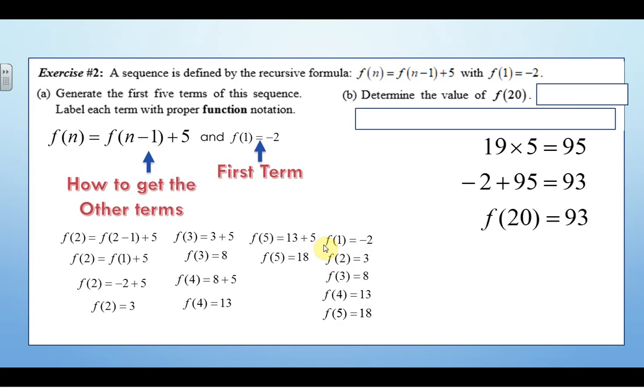Okay, so we want f of 20. If you know that you're going up by 5, the term before, 19 times 5, would be 95. And then you would add the first term, so you get 93. Or you could keep adding 5, 20 times. It's the 19 times 5 because you're going up 19 more times, and then the negative 2 plus that.